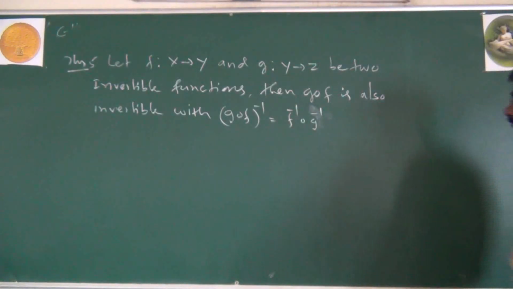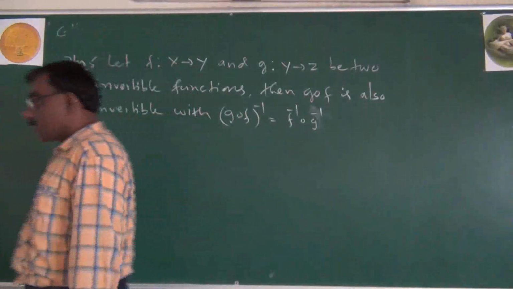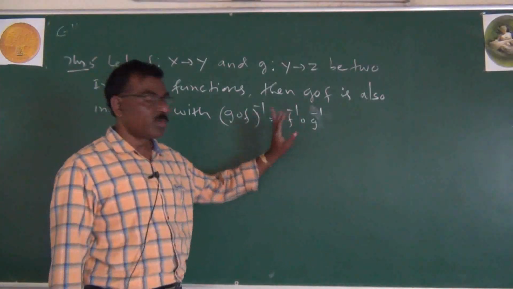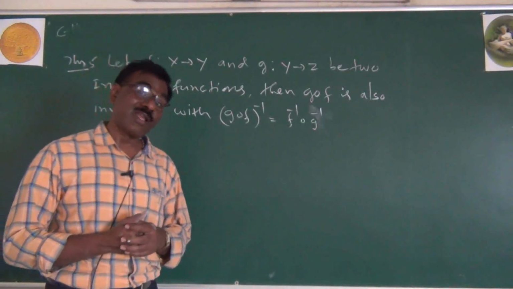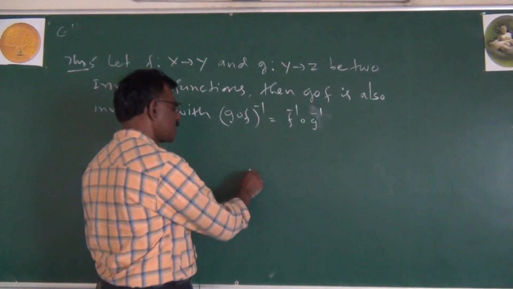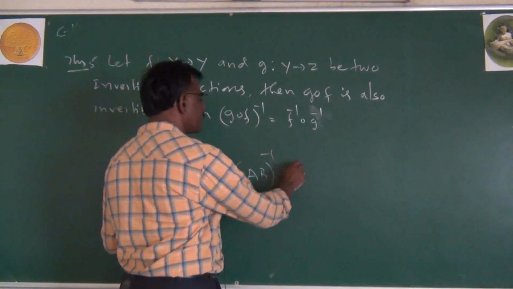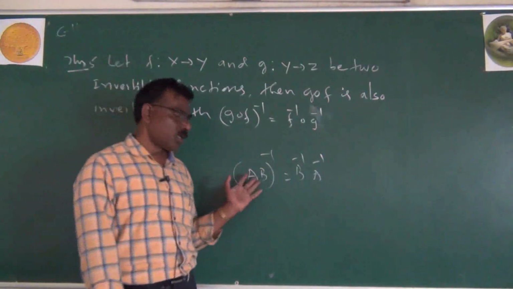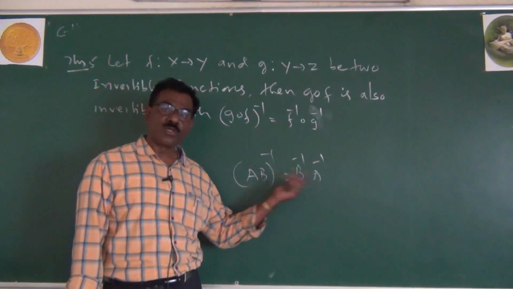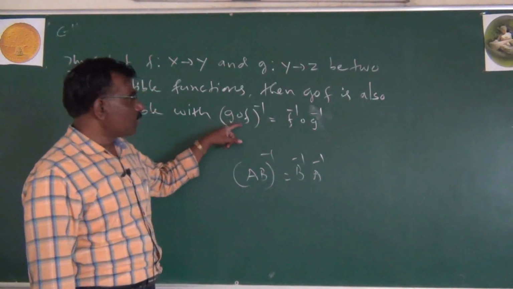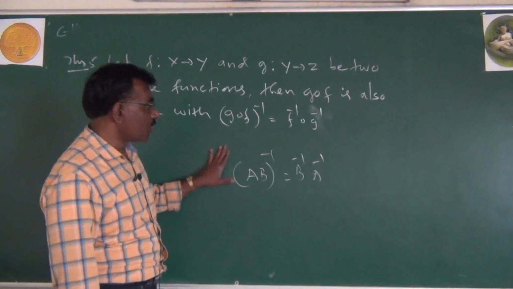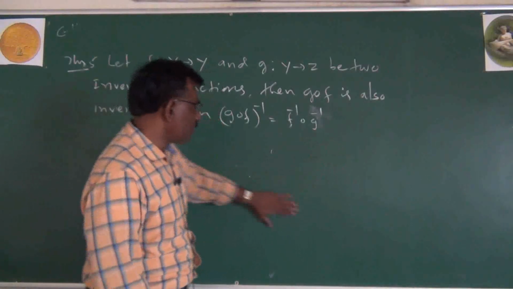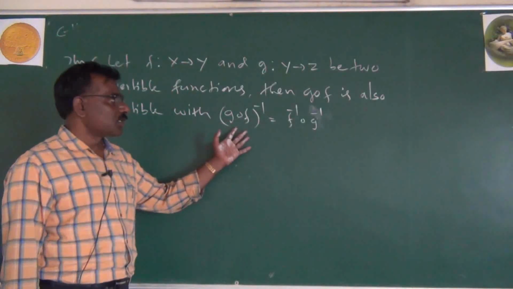When g∘f is invertible, we have to prove (g∘f) inverse equals f inverse composition g inverse. This is called the reversal law. Even in matrices it comes: (AB) inverse equals B inverse into A inverse. You take any two matrices A and B, then (AB) inverse equals B inverse into A inverse. It is the same here, only with functions: you take one more function and reverse the order. Very important. We have to prove that this is the inverse of this.